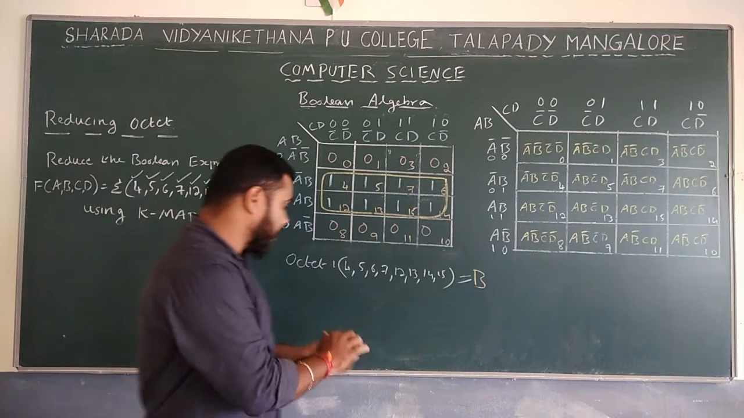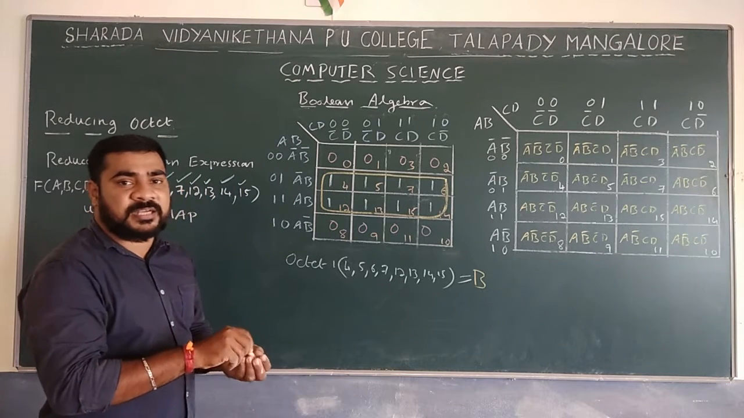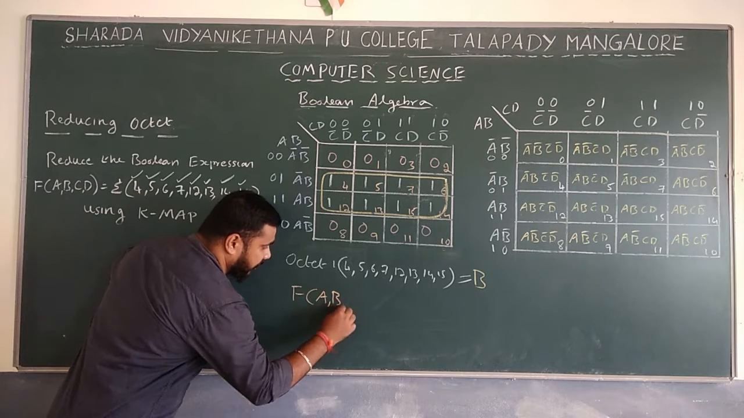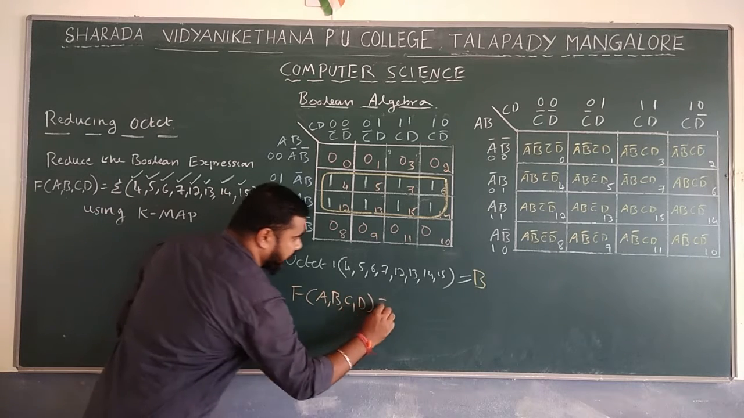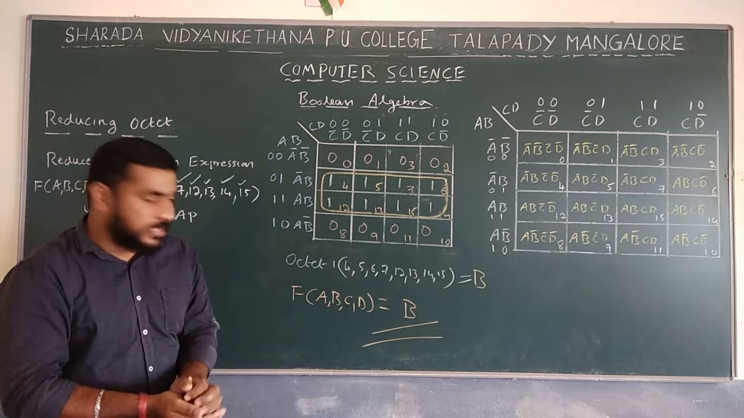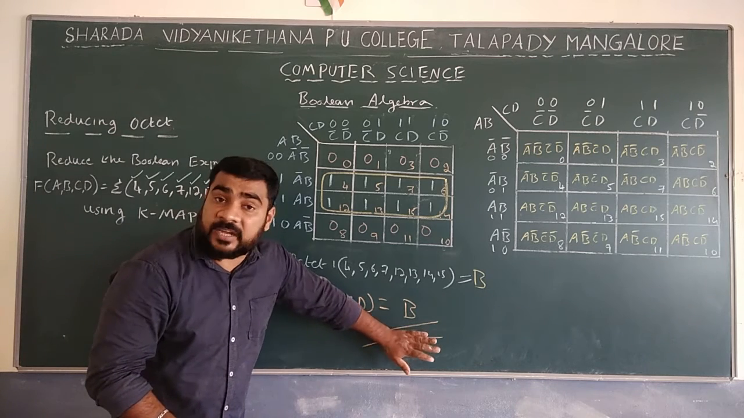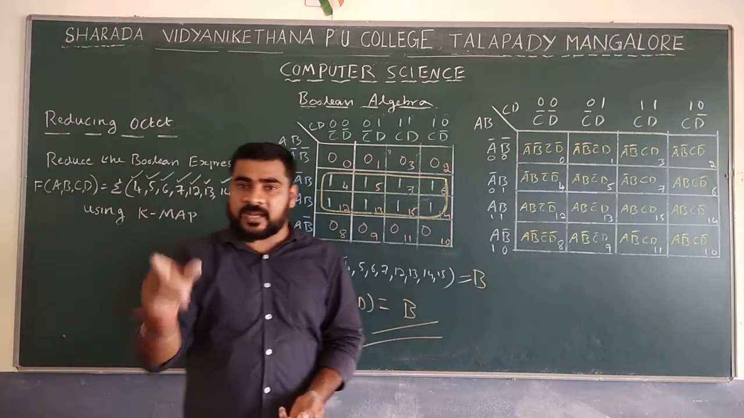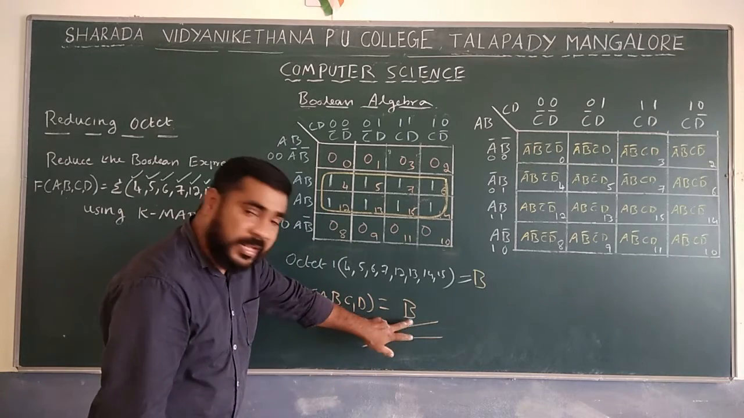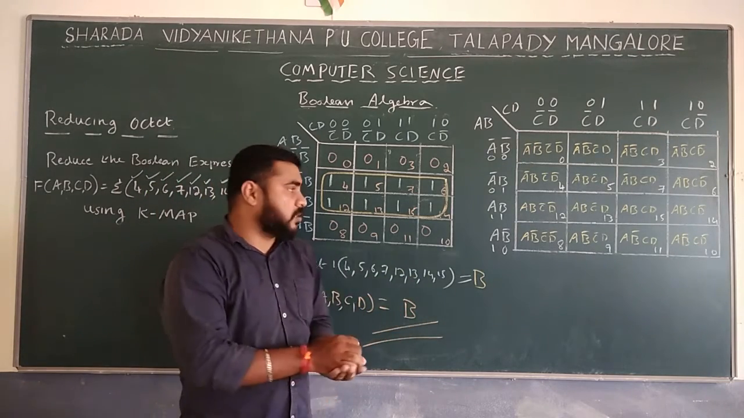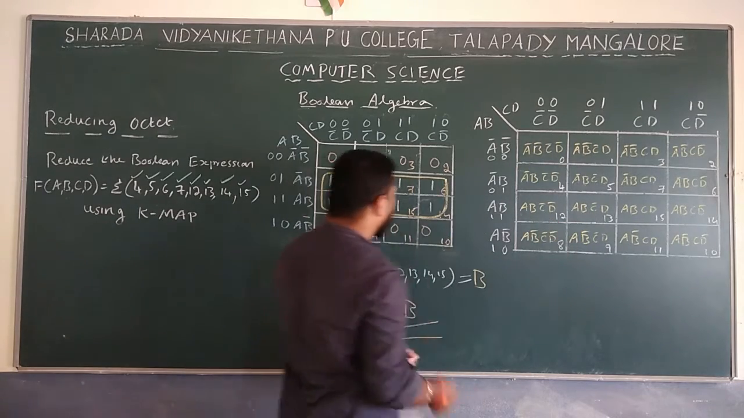So how can we write the expression? F of A, B, C, D equals B. So this is the reduced form. Now we can see 8 terms are reduced to only one variable. So that is actually reducing using the Boolean expression. If you don't know this method, we can use it here.